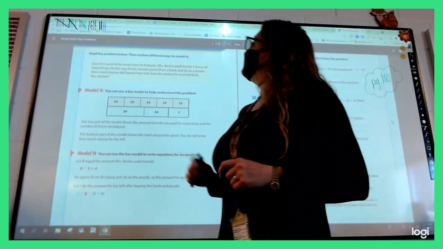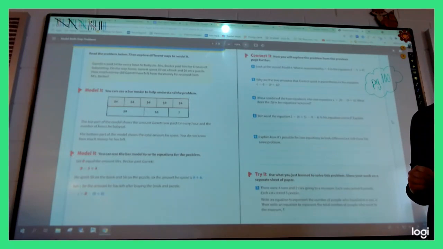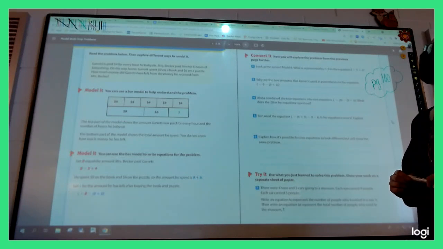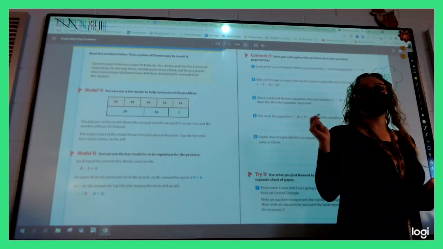Garrett is paid $4 for every hour he babysits. Mrs. Becker paid him for 5 hours of babysitting. On the way home, Garrett spent $9 on a book and $6 on a puzzle. How much money did Garrett have left from the money he received from Mrs. Becker? Okay, so how is this different from the problem we did yesterday?